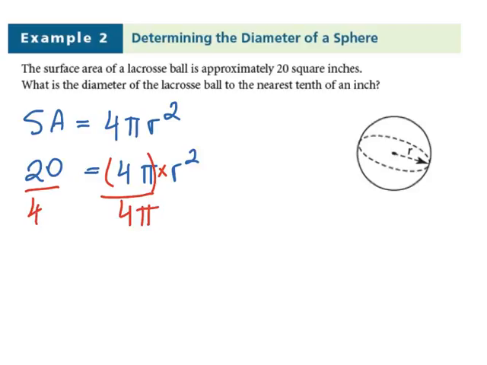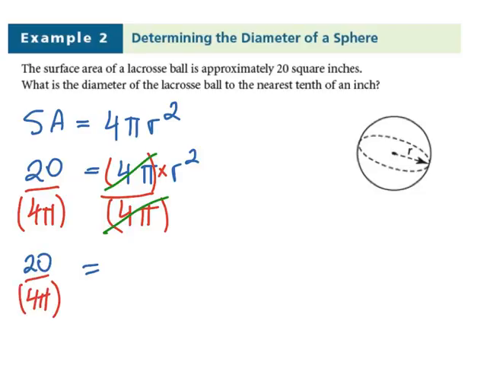And it's a good idea to put brackets around what you're dividing. When we do this, this will cancel, leaving only r squared on one side. The next step is square rooting it. Keep the brackets. We're going to square root both sides of the equation.